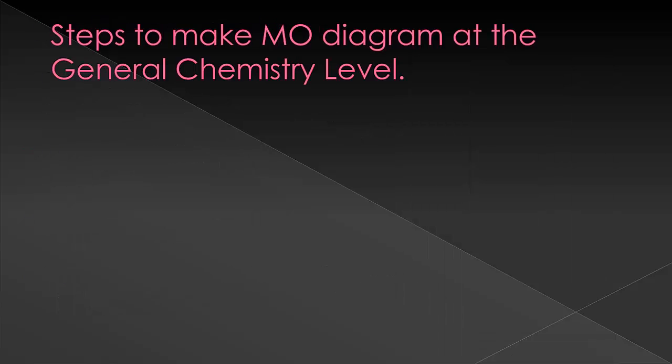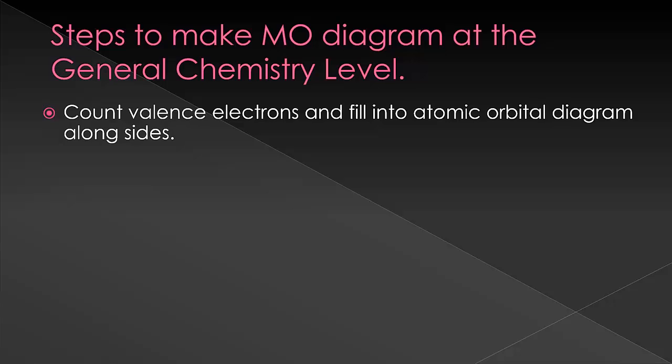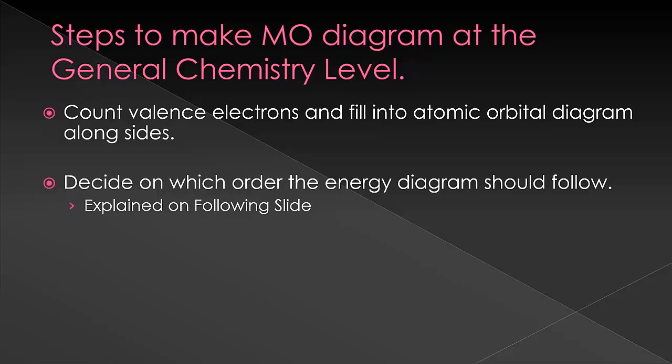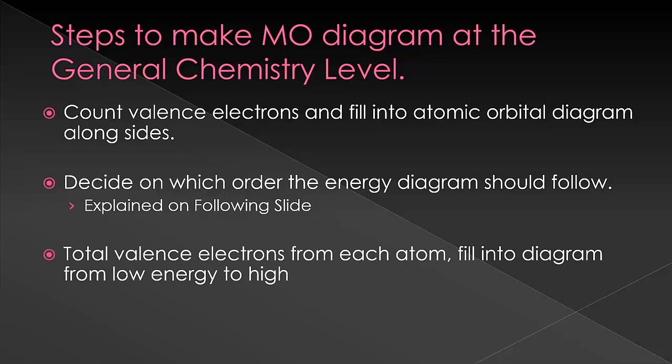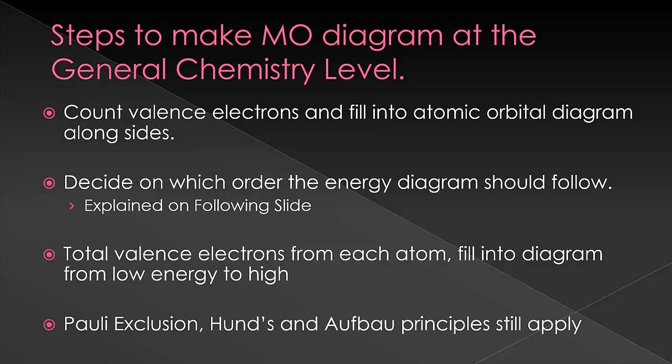Once again, our steps are going to be very similar to our last steps, but with an extra step along the way. So we're still going to count our valence electrons and fill into the atomic orbital diagrams along the sides. We then have to decide which energy ordering our p orbitals are going to follow when they turn into molecular orbitals. We're going to explain that on the following slide. You then count your total valence electrons from each atom and fill into the diagram in the center from low energy to high. We'll look at 2 of them now and then walk through all of the second row homonuclear diatomics, which you are responsible for knowing.